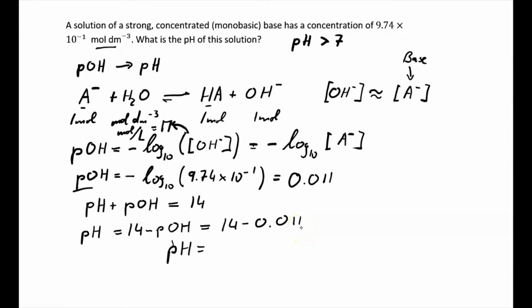That gives us 13.989. Is that right? Yes, that is correct. And what we see is that this pH value certainly is larger than 7, which we postulated up here, so we can be reasonably confident that this is correct.